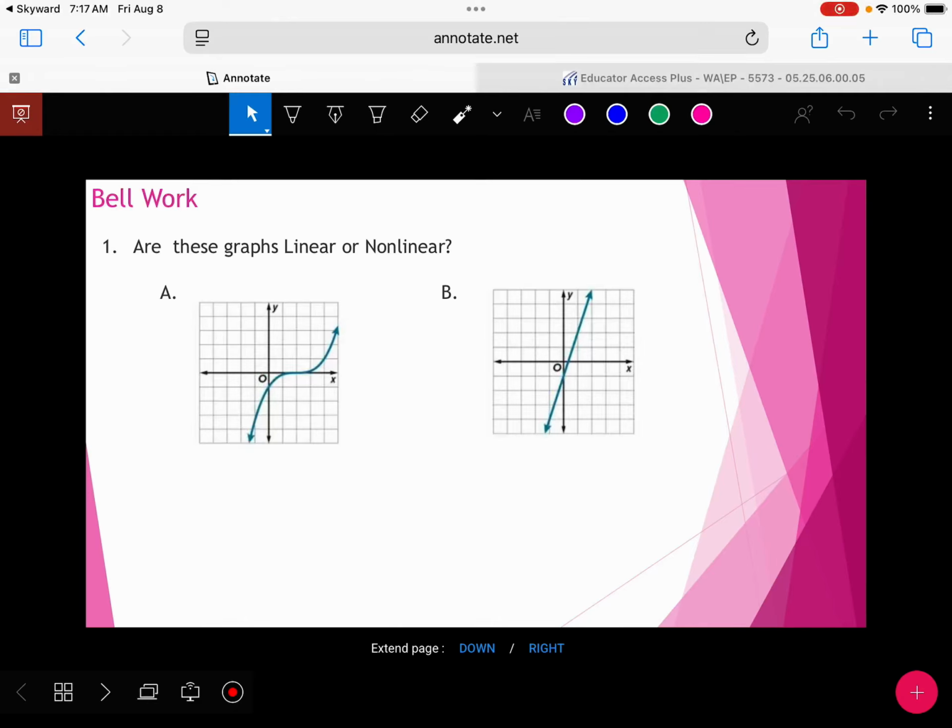Breakouts up here now, we're being asked to see: are they linear or non-linear? What do we think about A? Is this linear or non-linear? Non-linear. What about B?